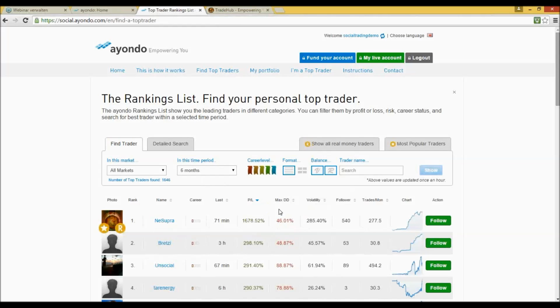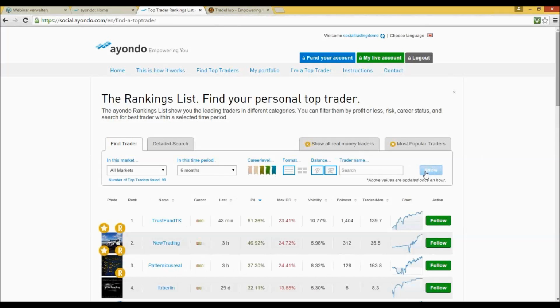What we now need to do is find some traders that we like the look of and add them to our portfolio. So at the moment what we'll do is we'll take out the first two level traders. So we'll take out Street Trader and Advanced, and we'll leave ourselves with the Professional, Risk Adjusted and Institutional. And then we'll press Show. So we're back with Trust Fund TK with 61% return and a drawdown of less than 25%.